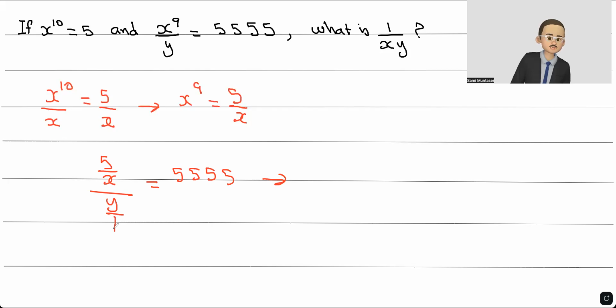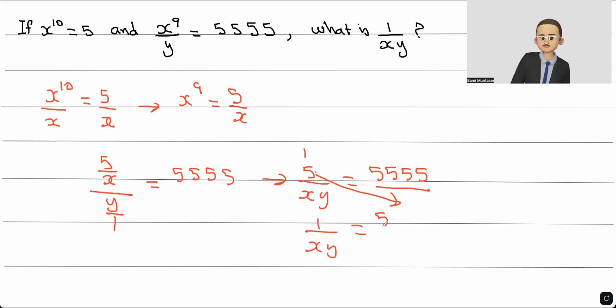Since y is here over 1, I'm just going to change this division to multiplication. Then this becomes 5 over xy equals 5,555. And this 5 could just go underneath here and you're left with 1 over xy. So 1 over xy will equal 5,555 over 5, which finally will give you 1 over xy equals 1,111.